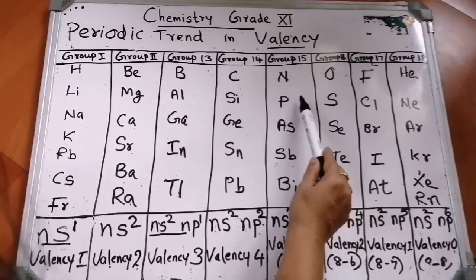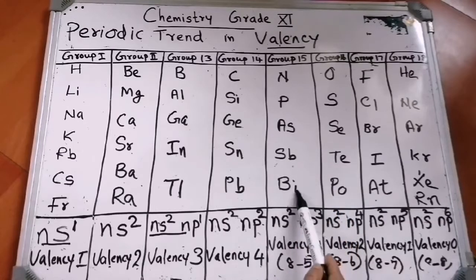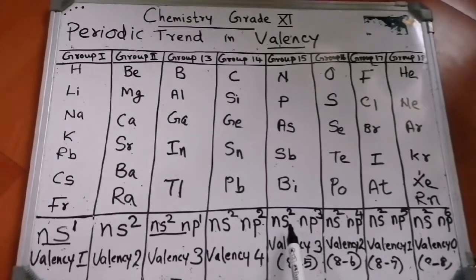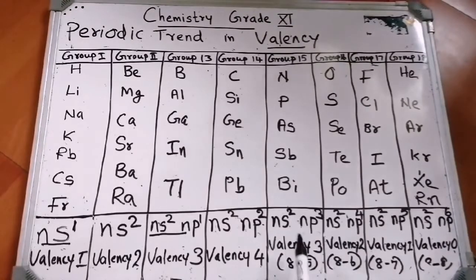Group 15 elements nitrogen, phosphorus, arsenic, antimony and bismuth, their general electronic configuration is ns2 np3. They have 5 electrons in the outer shell, but their valency is 3 because it is easier for these elements to gain 8 electrons in the outermost shell by sharing 3 electrons from other elements. So valency is 3, 8 minus 5.